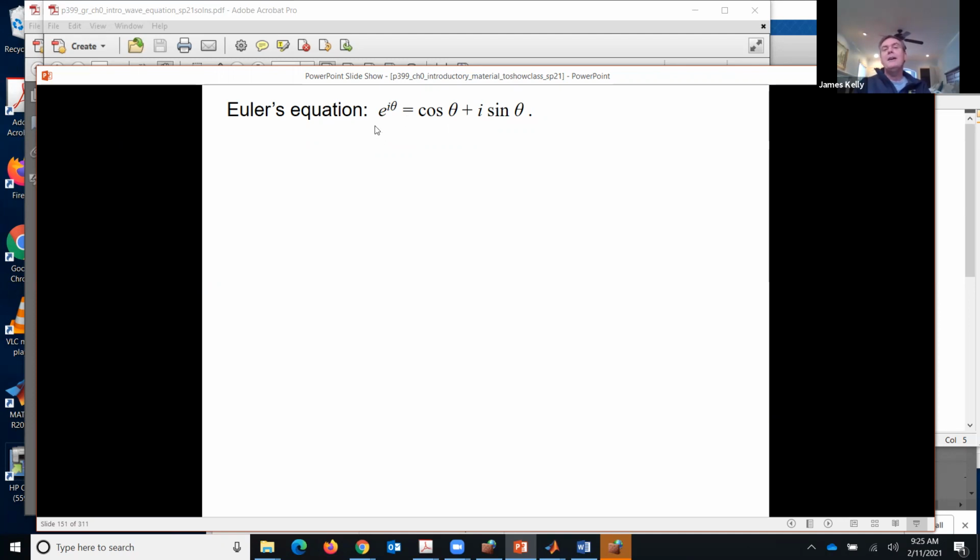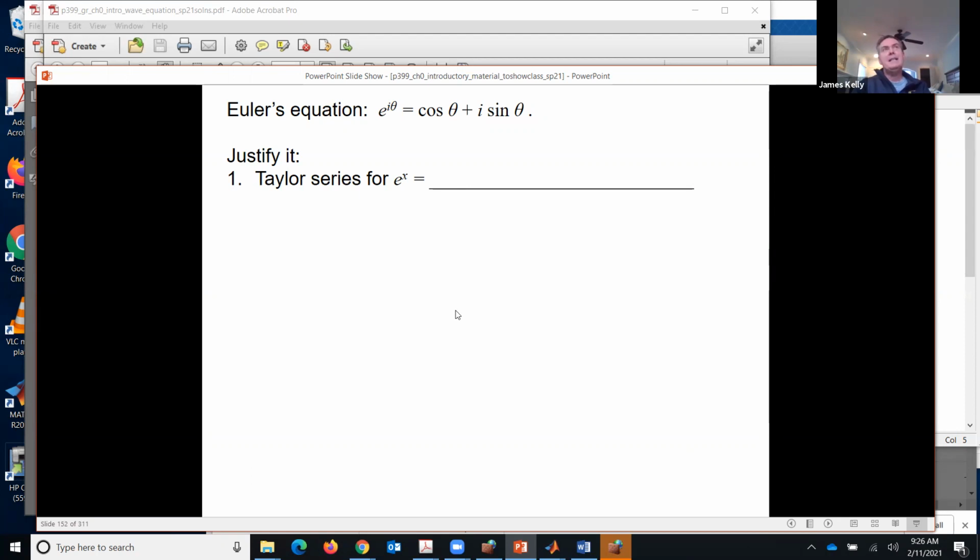So let's think about how to justify this. I'm assuming, wherever you heard about this before, if you have, does Dr. Neiser talk about Euler's equation in Physics 240? Thumbs up or thumbs down? Yes, he does. Okay, good. So you've seen this before, but let's just remind ourselves where it comes from. Here's how we justify it.